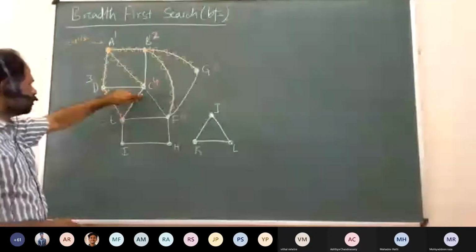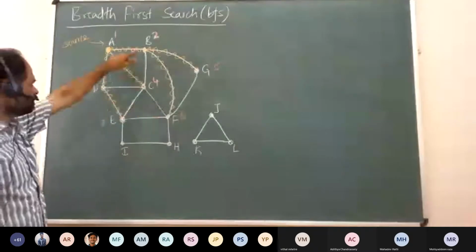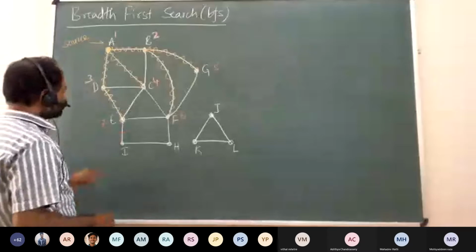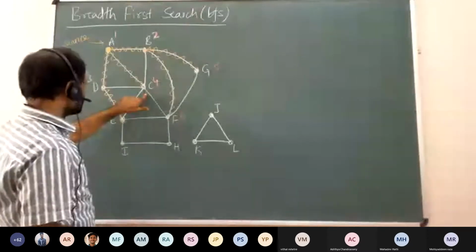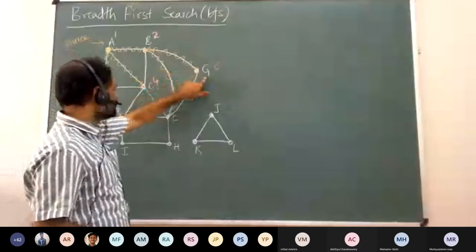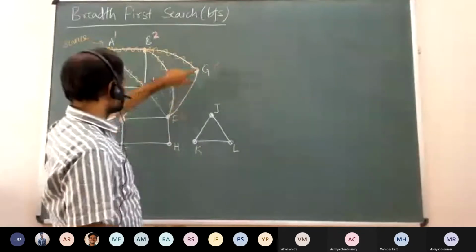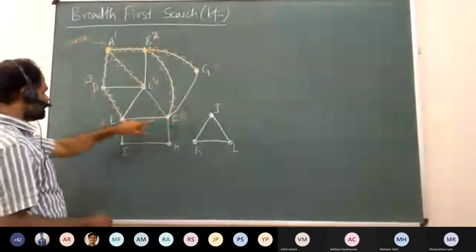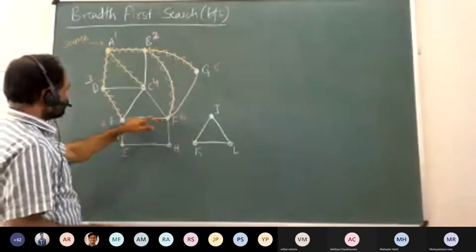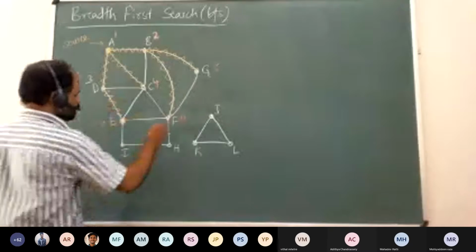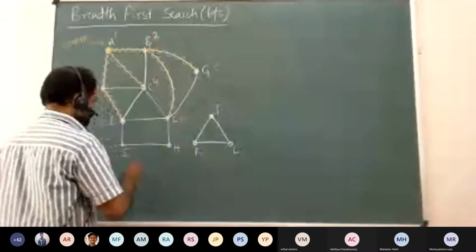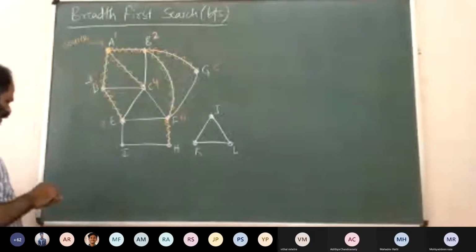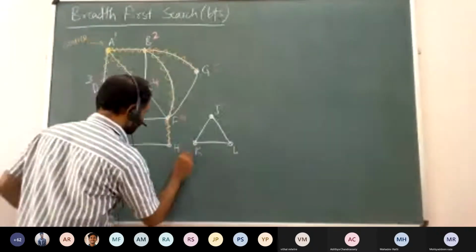Then we come to C. Notice that all the neighbors of C are already visited, so we don't do anything. Then the next one is G. The neighbors of G are already visited, so we can't do much. Then we come to F. We look at the neighbors of F. Except for H, all the other neighbors are visited. So we will visit H and give it a timestamp.